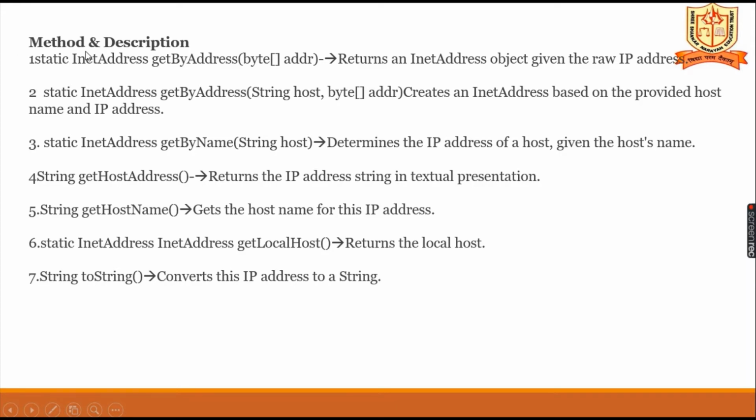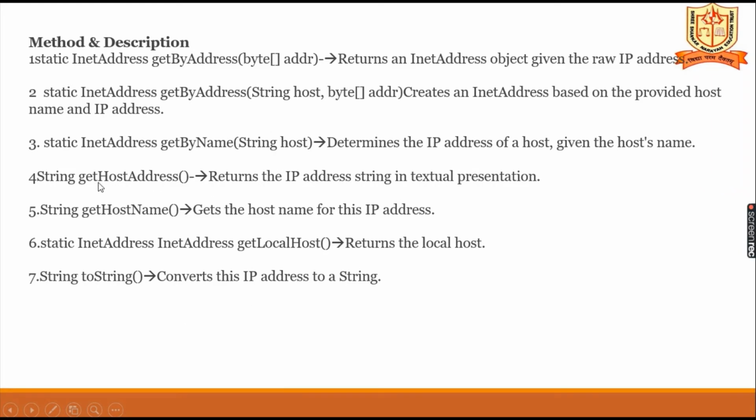What are the methods in InetAddress? Static InetAddress getByAddress(byte[] addr) returns the InetAddress object given the raw IP address. Static InetAddress getByName(String host, byte[] address) creates the InetAddress based on the provided host name and the IP address. Third one, static InetAddress getByName(String host) determines the IP address of the host given by the host name.